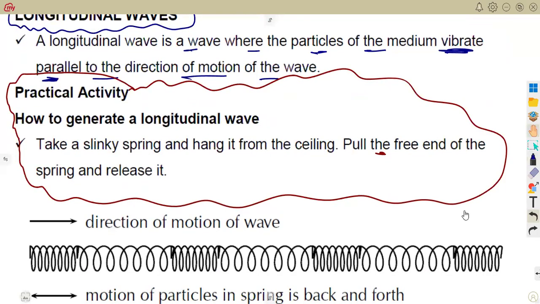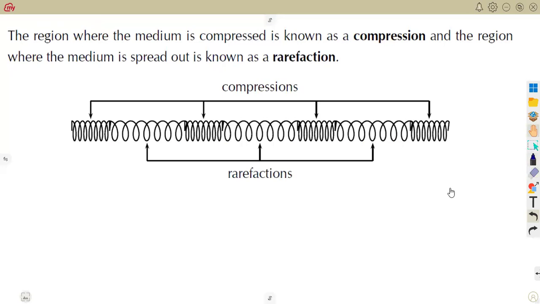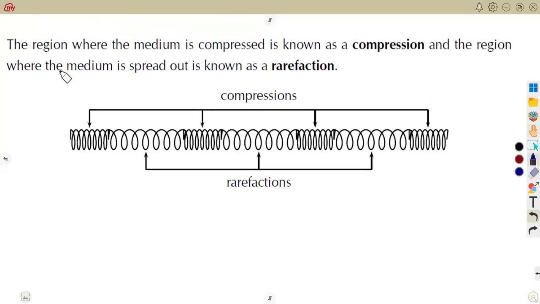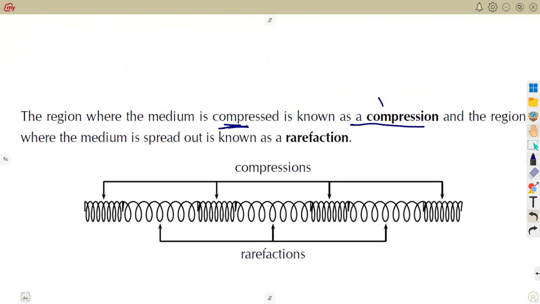Noticing this, this part where it is very, very close together is referred to as the compressions. Let me just show you this so that it is easier to explain these two terms. The region where the medium is compressed is known as the compression. That is a region of high pressure.